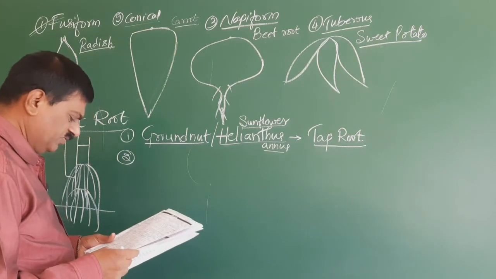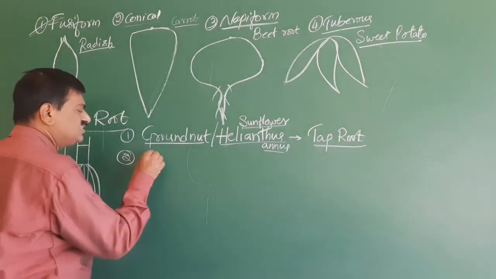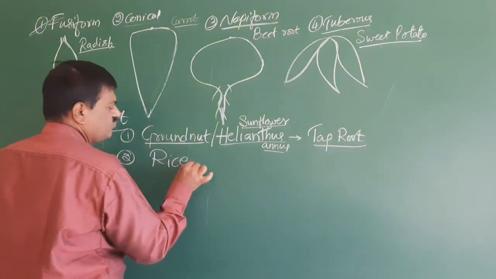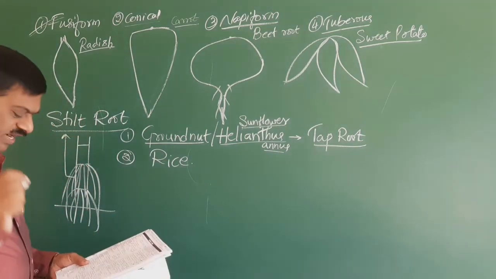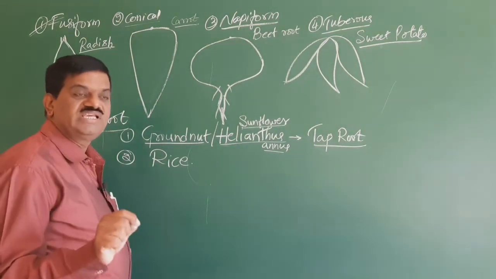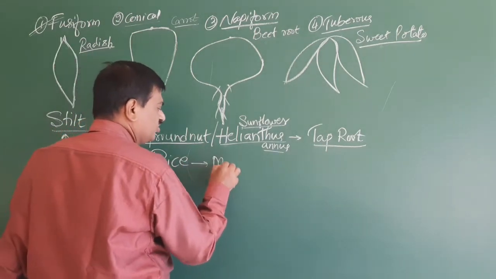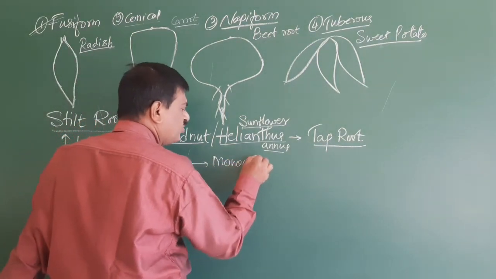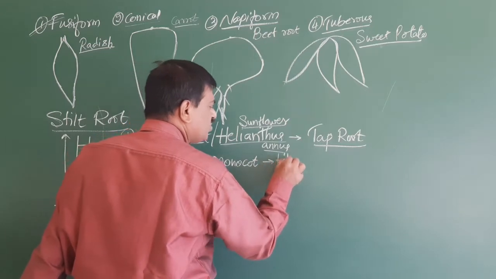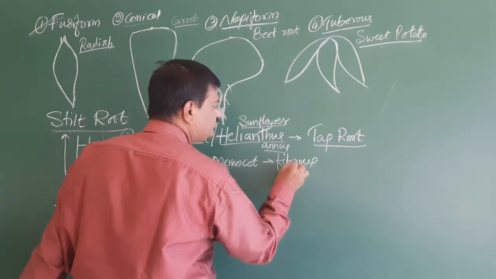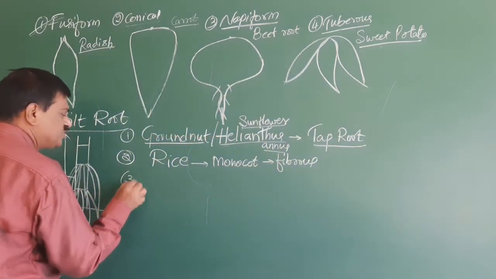So we go for the second one, rice. Oryza sativa is the botanical name of rice, and this is a monocot. Rice is a monocot and has a fibrous root system.